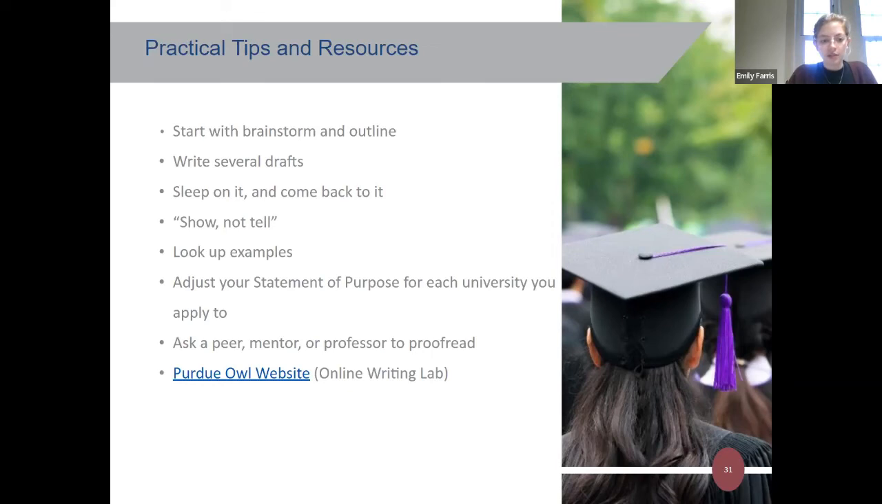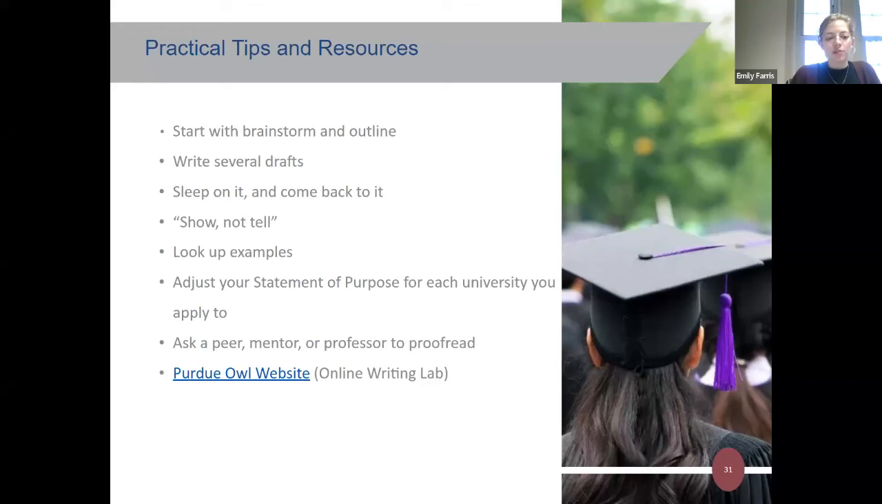Something else that I suggest for students is to write several drafts, because sometimes it just takes time to look it over, and that's why I also have here, sleep on it. If it's not coming to you all at once, sometimes it just takes time. So you may want to wait and then come back to it with a fresh mind, to have a good perspective.